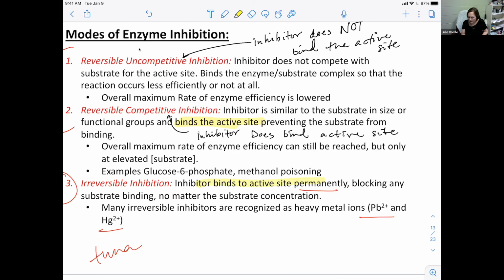So on B, when it says both molecules, meaning ethanol and methanol, can be converted to aldehyde by alcohol dehydrogenase, that means the enzyme can act on ethanol or methanol. That means both of these molecules can bind the active site. Okay. Thank you.